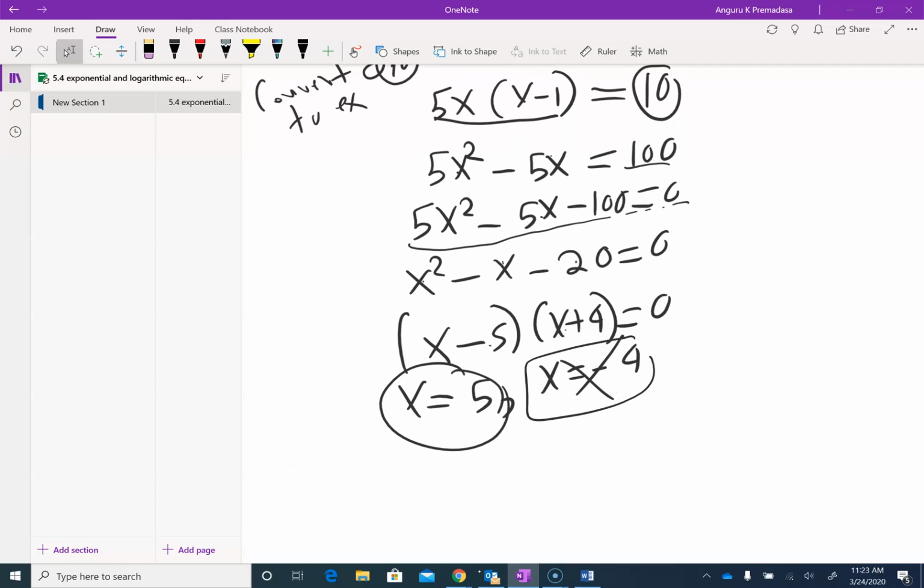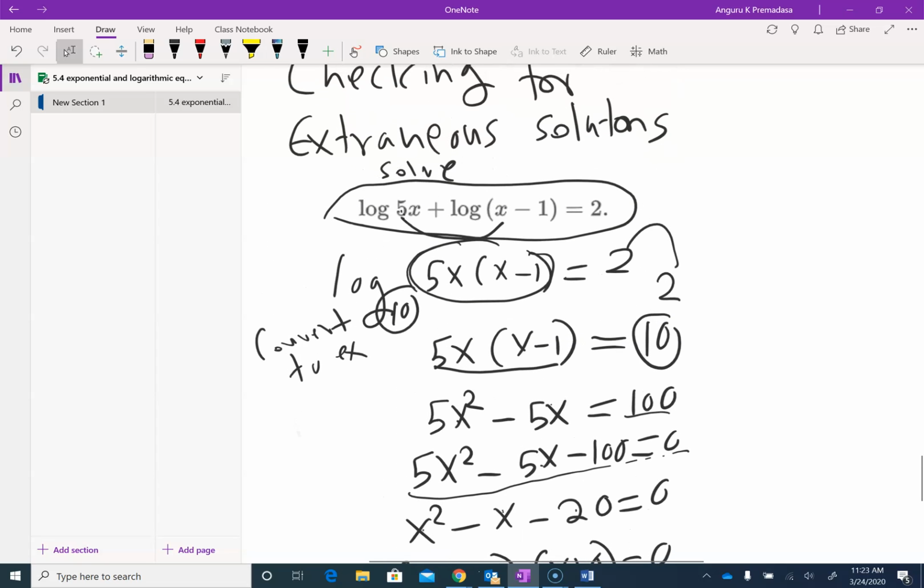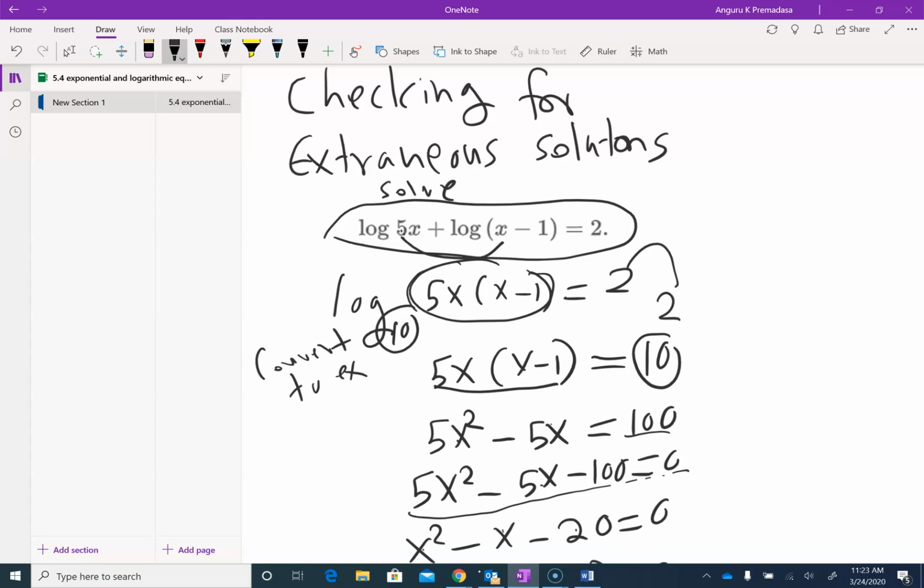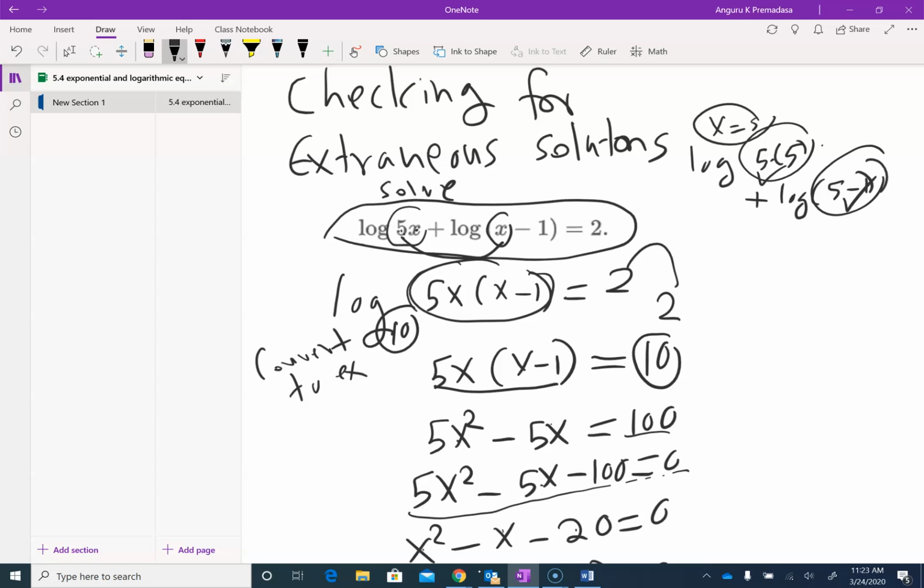But be careful, because now we plug in the values. When you put x equals 5, you notice that the inside, 5 times 5, is 25. That is okay, right? So if you put x equals 5, you get log of 5 times 5, which is okay, plus log of 5 minus 1. That is also okay because they are all positive. Because whatever is inside the log cannot be negative, okay?